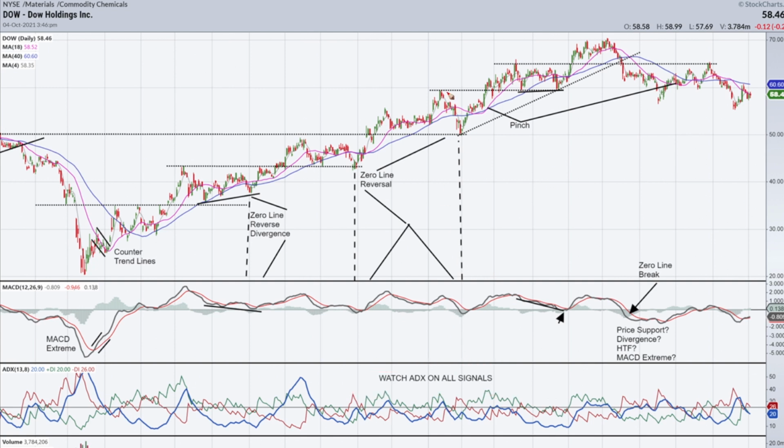But if you notice a lot of these, like look at this drop. This is a pretty violent drop. Yes, we got red DI going, but notice how the ADX stayed very low. So in that case, I'm still very interested, and my bias is still to the upside.